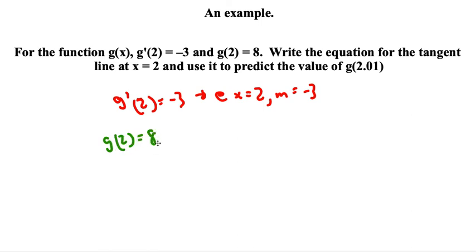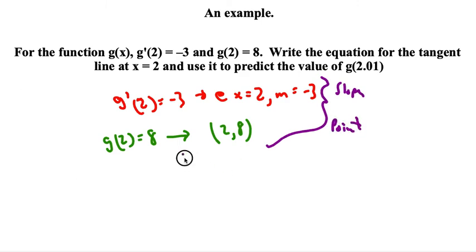This is not g times 2 equals 8, which means g is 4. It means that at the value of the independent variable of 2, we get the output of the whole function being 8. So in other words, this is the point 2, comma 8. So using this information together, we have a slope and a point. We can write the equation for the tangent line at x equals 2. So what we're going to do is write that.